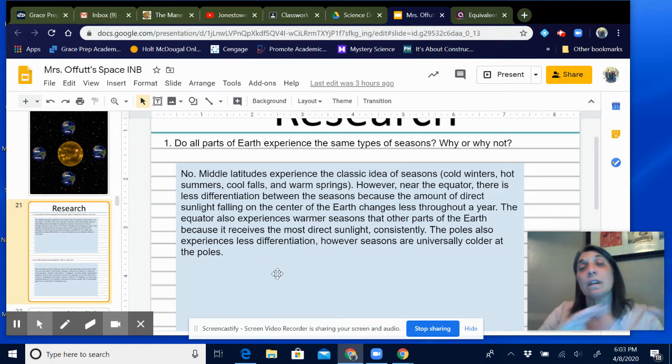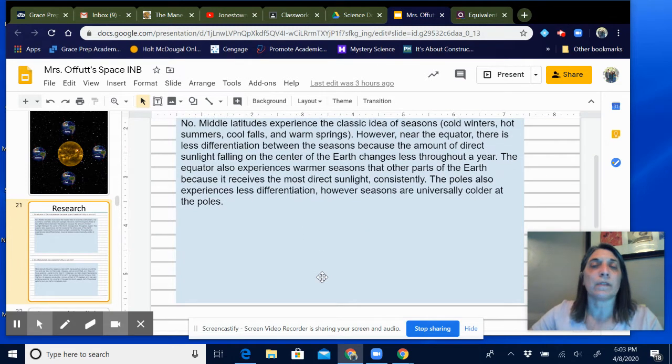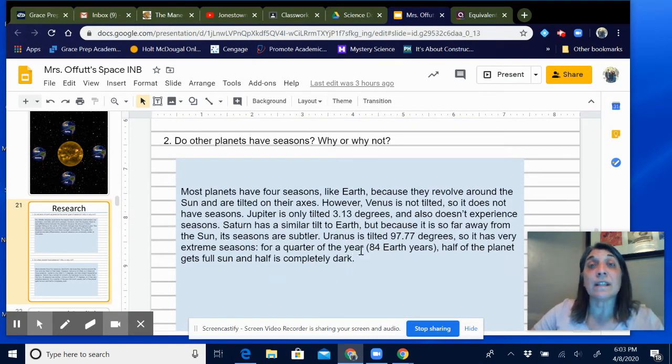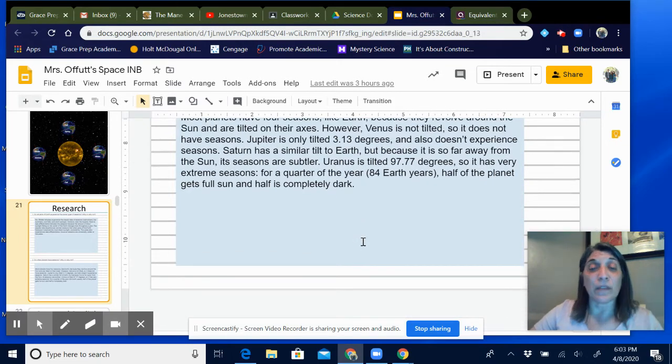Whereas the people who live closer to the equator are not going to experience the seasons as much as we do because they get about the same amount of sunlight on them all year round. So they don't have such a variety of temperature changes, something along those lines. So when I read yours, I'll just be looking for something along those lines. And then, do other planets have seasons? You watched that video about some extreme tilt or barely a tilt or some tilt similar to Earth. As long as you put something kind of intelligent about what you learned from that video, it doesn't have to be all these details.